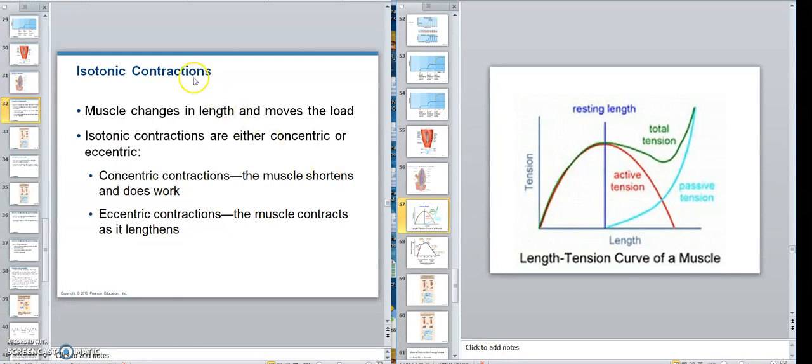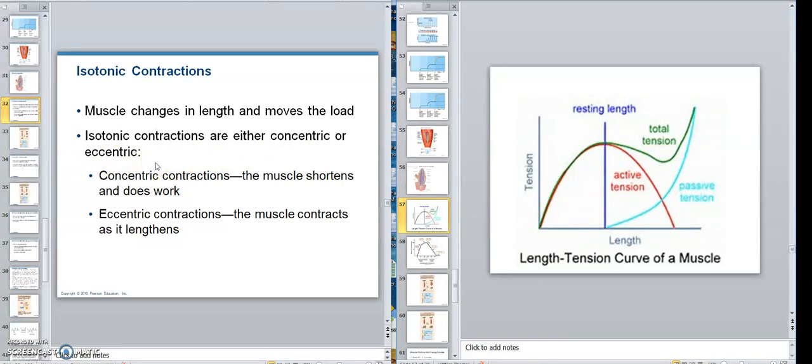An isotonic contraction, here's tension, would keep the same tension. We'll go straight across, and the length of the muscle would change. Same tension, so it's lifting something you can lift, and you're changing the length so that the tension never changes. So tension can't build up or decrease because you're changing length. When you look at isotonic contractions, they can be concentric or eccentric. They can pull in or go out.